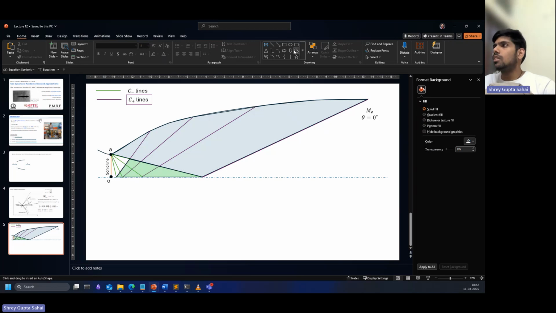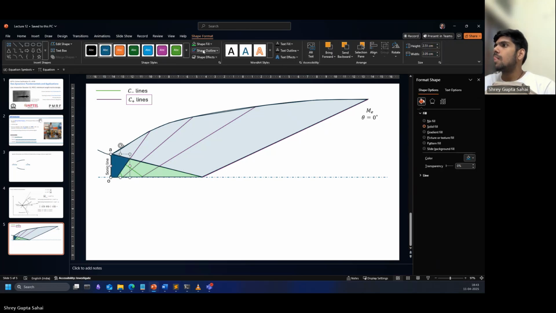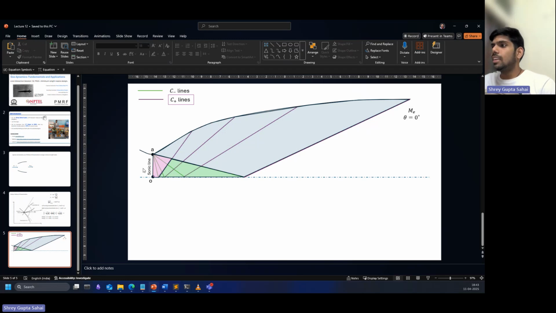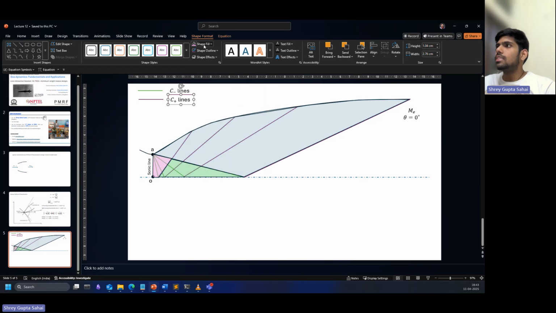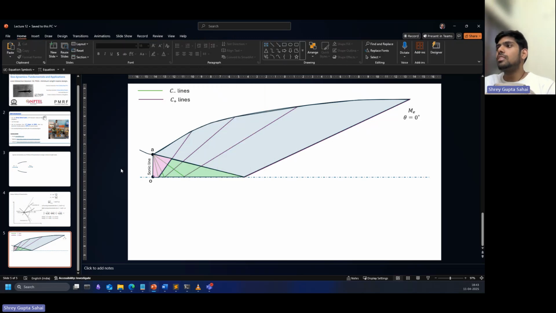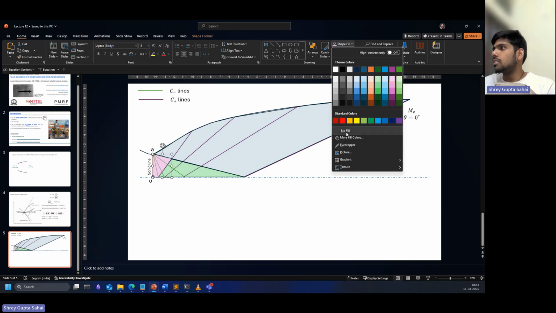So if you look at it, there are three regions. Look at this region, the one which just starts with the sonic flow. There are no C plus lines which have emerged yet. So in this case, what will happen is that this is primarily Prandtl-Meyer expansion. This is nothing but Prandtl-Meyer expansion.